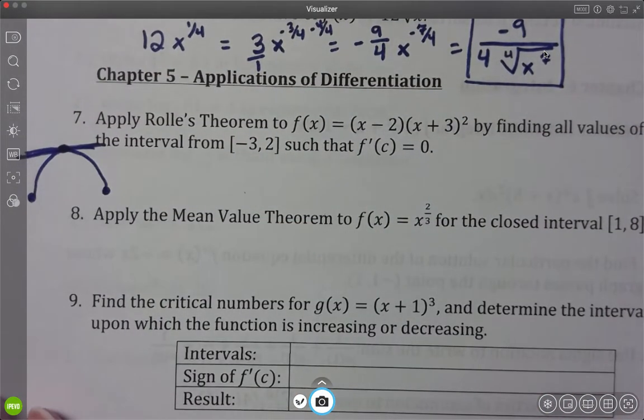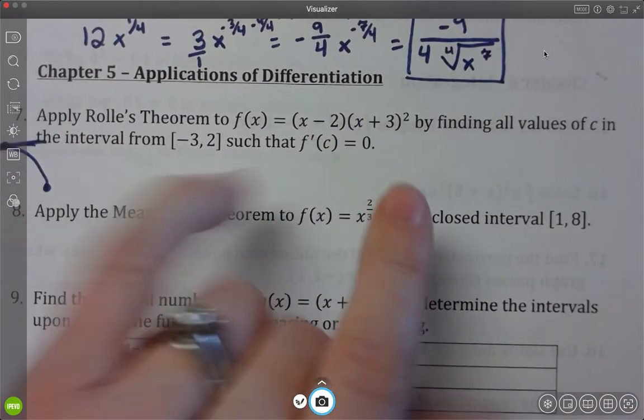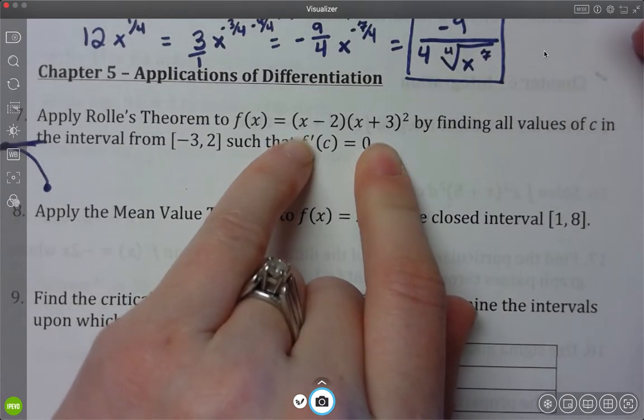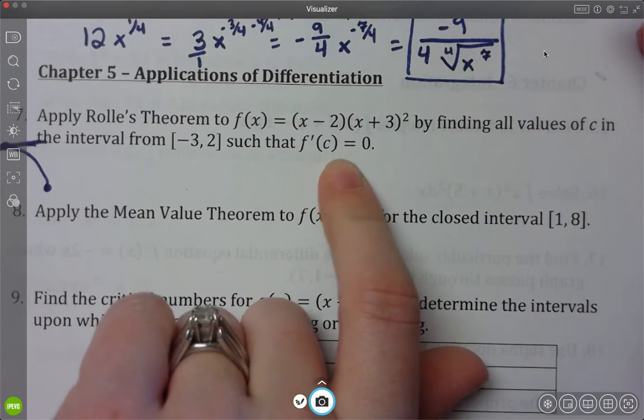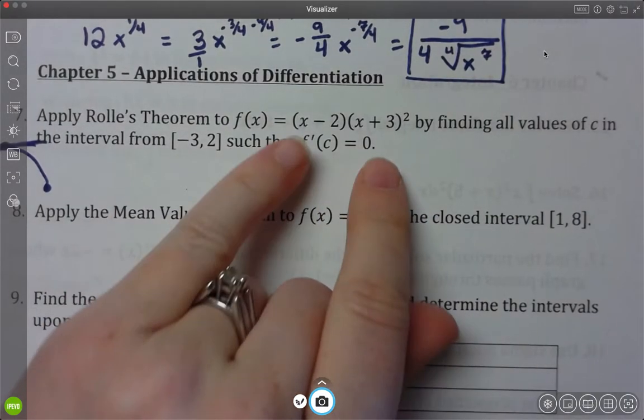Okay. And we're going to try to find where that point is located. So apply Rolle's theorem to this function by finding the values of c in the interval such that f prime of c equals 0.